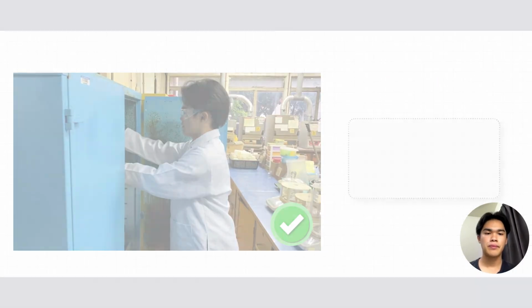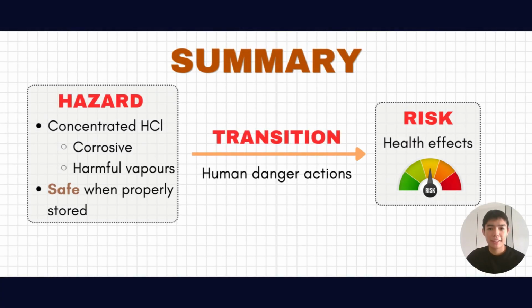Thank you. In conclusion, concentrated HCl is always a hazard because it's corrosive and it can produce harmful vapors. When the bottle is safely stored, the risk is very low because there is no exposure. The transition happens when the students carry out dangerous actions, for example, bypassing the fume hood and pouring the acid in the open area. This will cause the harmful vapor to be released and create exposure to the nearby students.